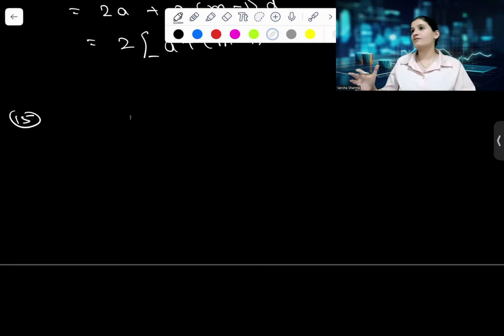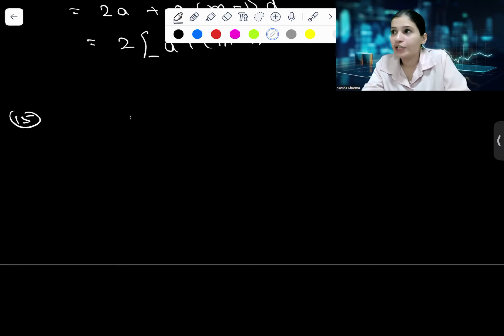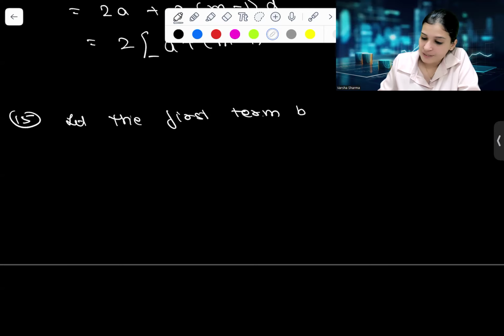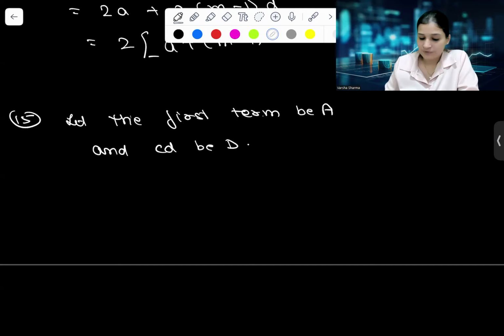Now, this is one of the longer sums. If A, B, C are the pth, qth, and rth term, see, in general, in an AP, we use small a to be the first term. But here they've said that A is the pth term. So I can't use the same notations. So we change the notations. Let the first term be capital A and common difference be capital D.